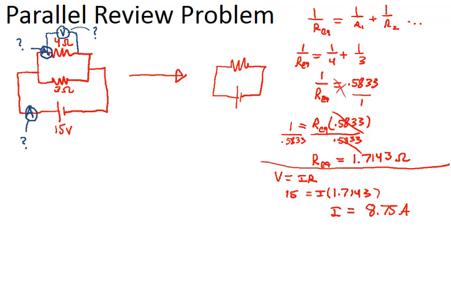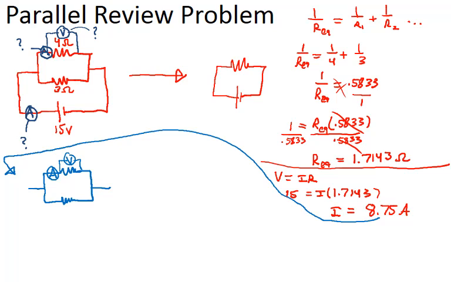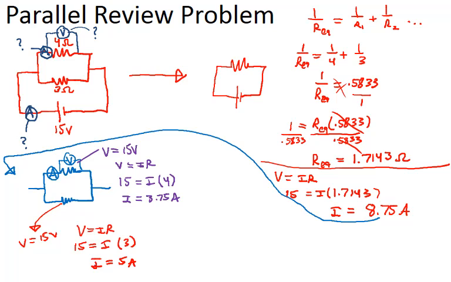We can apply Ohm's law, 8.75 amps. And then when we look at this, this gets full voltage, this gets full voltage. Remember, in parallel, they get full voltage. And so when we do that, we get 15 volts, and the resistance is 4 ohms. And so therefore, this comes out to be 3.75 amps. Okay? Now you didn't have to solve the bottom one, but that also gets full 15 volts, and the bottom one would get 5 amps through that.